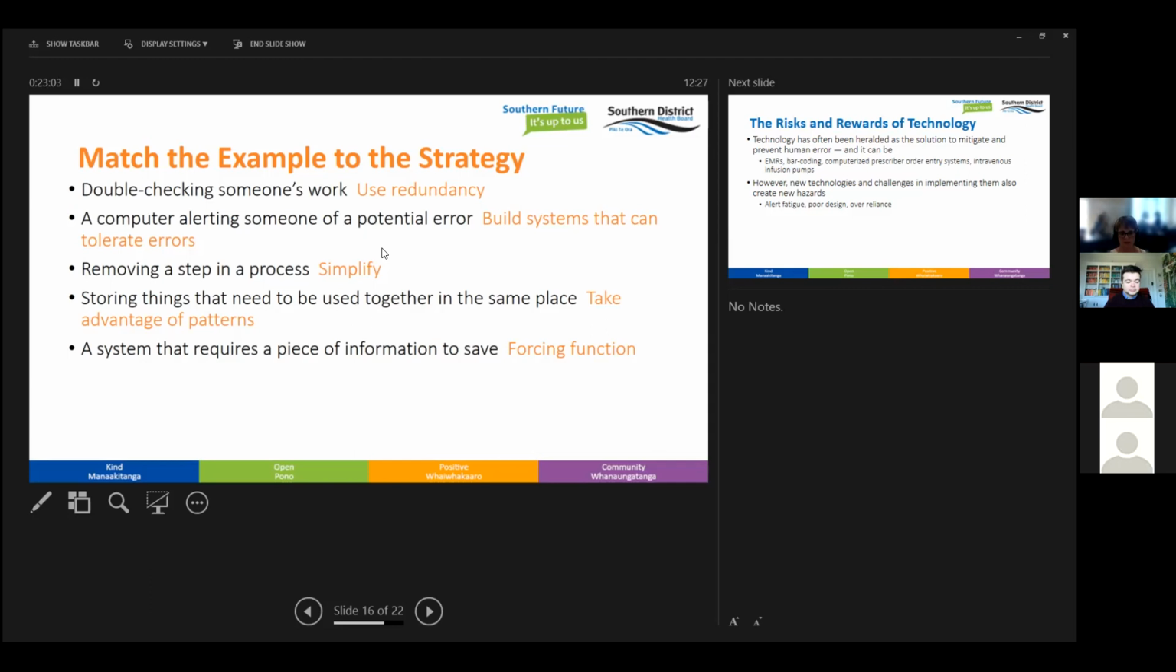A computer alerting someone of a potential error: we want systems that can tolerate errors. Removing a step in a process simplifies things. Storing things that need to be used together takes advantage of patterns so we get things habitual. And a system that requires a piece of information to save, that's a forcing function. So this is the only way I can do it. I can't do it any other way.